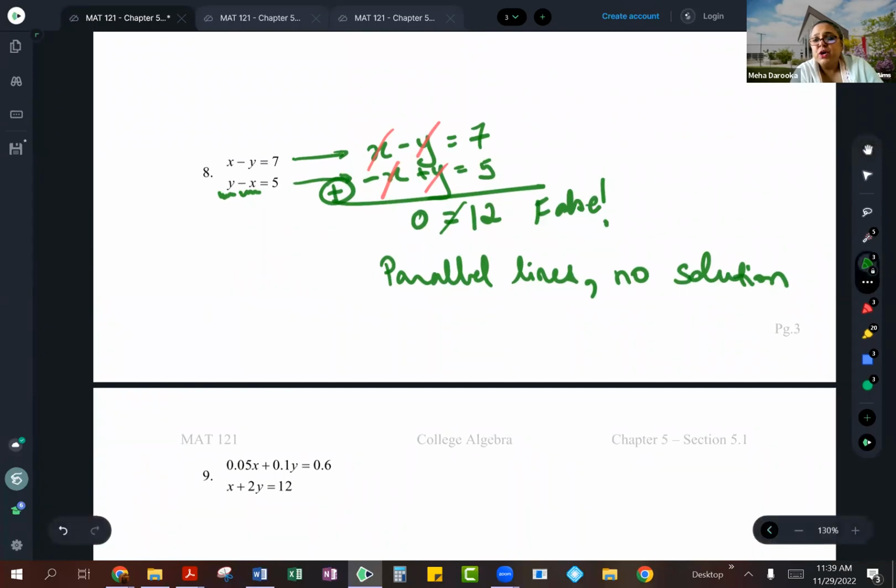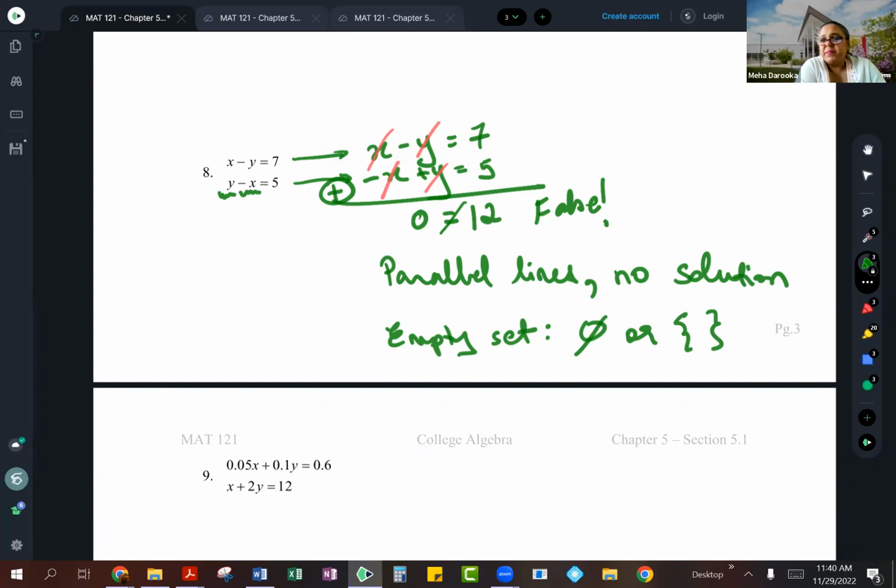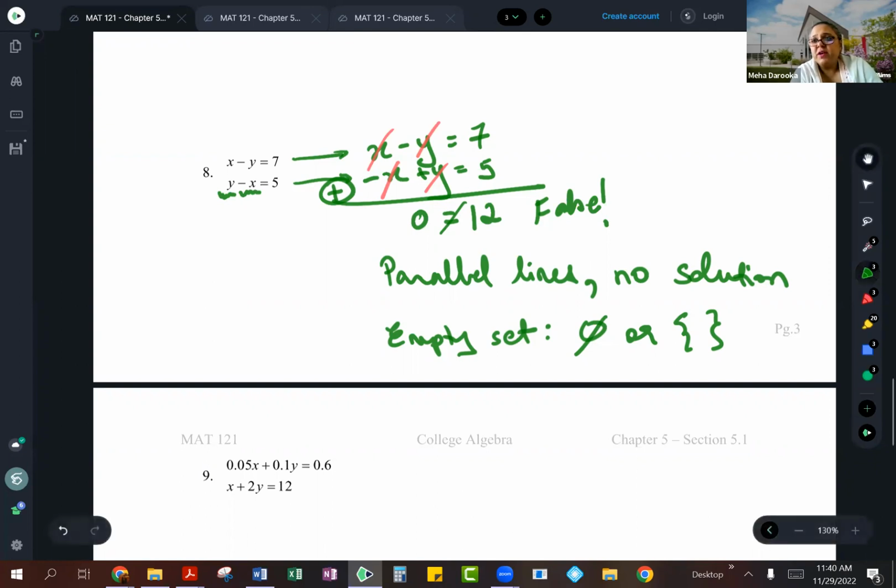So sometimes you will say no solution, or we can say it's an empty set. And usually for the empty set, we either use this notation here, or sometimes we'll just use these brackets with nothing written in the middle. So any of these options would be okay for saying there's no solution over here.